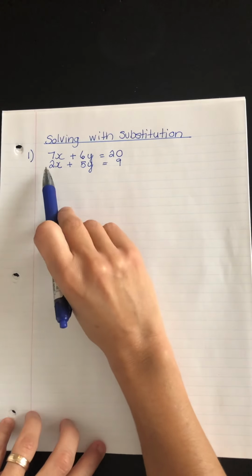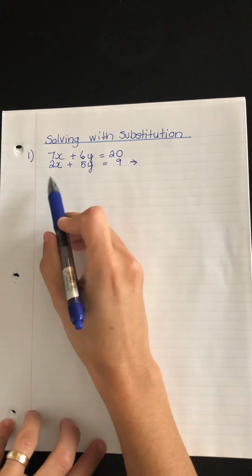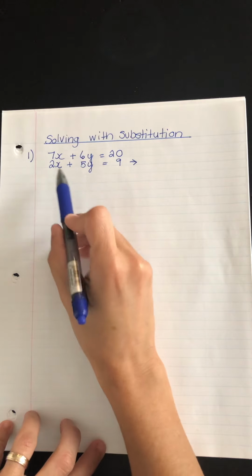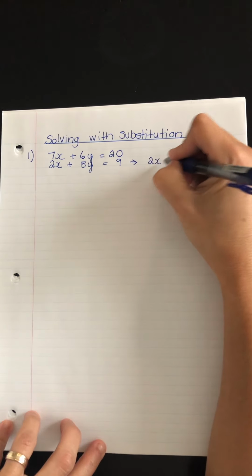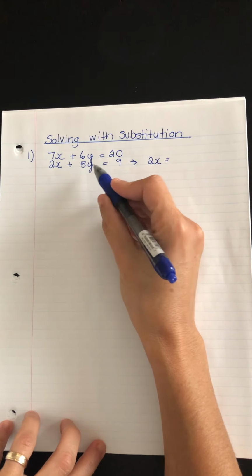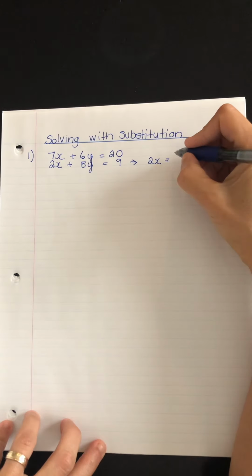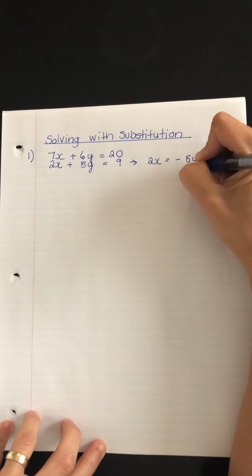So I'm going to start with the lower equation, equation 2 right here, and I'm going to choose to isolate x. So how do I do that? Well, first I would isolate 2x like this. 2x is going to be 9 minus 5y, or you could write negative 5y plus 9. Okay, either of those would be fine.